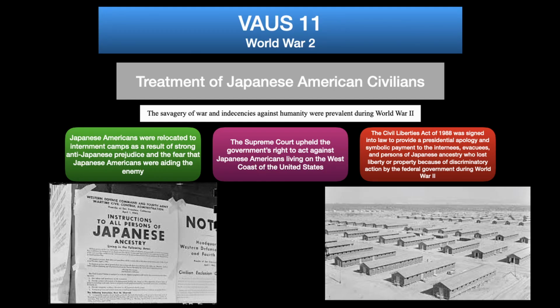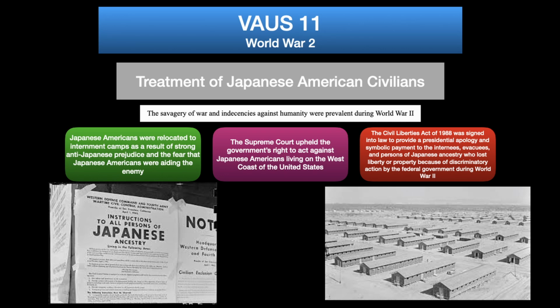Okay, and last we have the treatment of Japanese American civilians. This is kind of one of the more disturbing things in terms of from the American side. Japanese Americans. Now, we're not talking about Japanese people. We're talking about Americans of Japanese ancestry. They were not trusted. They were moved to what's called internment camps because of the strong anti-Japanese prejudice, especially on the West Coast. Now, you can see pictures of the notices that went out, and you can see a picture of one of the many internment camps that are out there. The Supreme Court even upheld the government's right to act against Japanese Americans living on the West Coast of the United States.